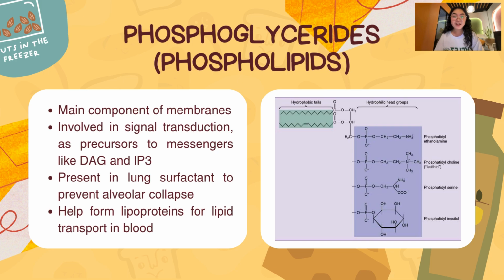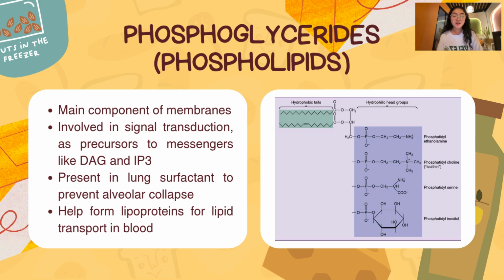But phosphoglycerides do more than just form barriers. They also play a big role in signal transduction, basically helping cells send and receive chemical messages. When a cell is stimulated, some phospholipids can be cleaved to produce secondary messengers like DAG, or diacylglycerol, and IP3, or inositol triphosphate, which then trigger a cascade of responses inside the cell.